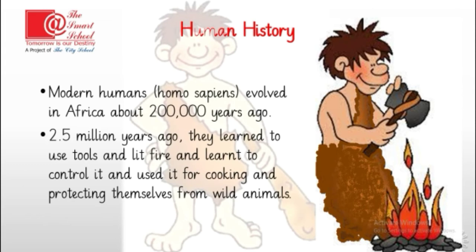So why do you think humans were afraid of fire? Yes, they were afraid of fire because first of all, they did not know how to light fire, and secondly, they did not know how to control it or how to extinguish it. That was the reason they were afraid of fire. But once they came to know how to light fire, they of course came to know how to extinguish it, and then man started controlling fire and using it for different purposes, as we have discussed here.